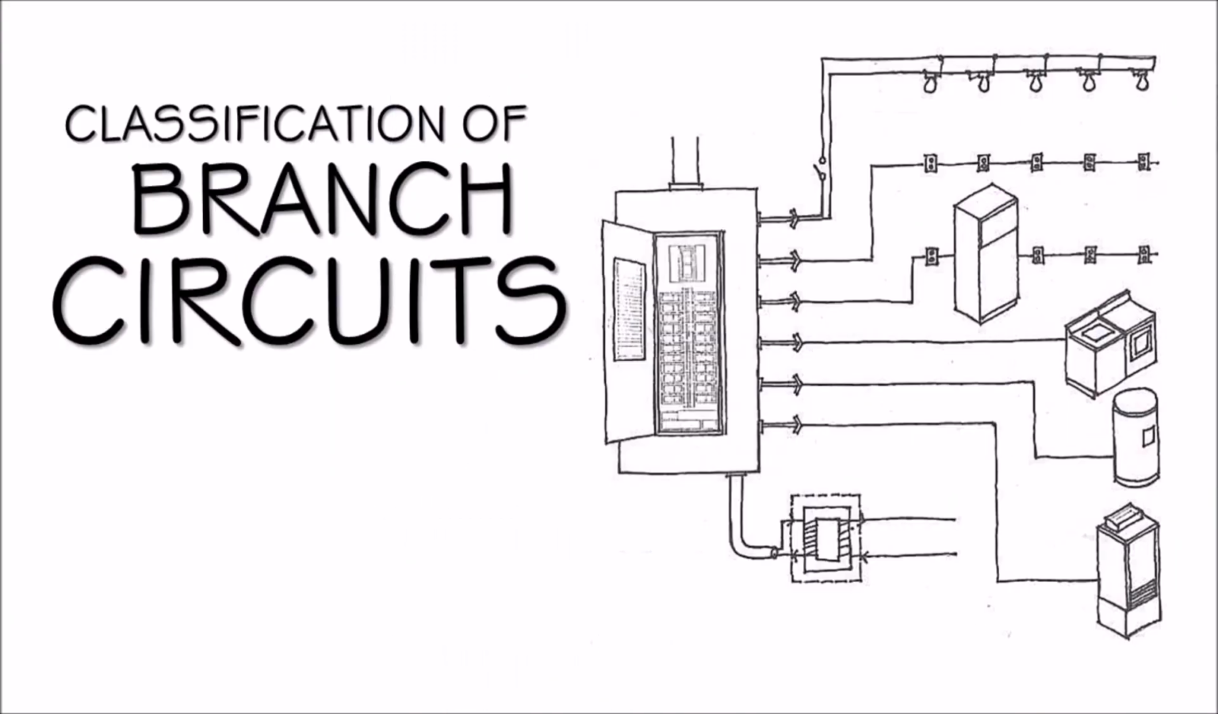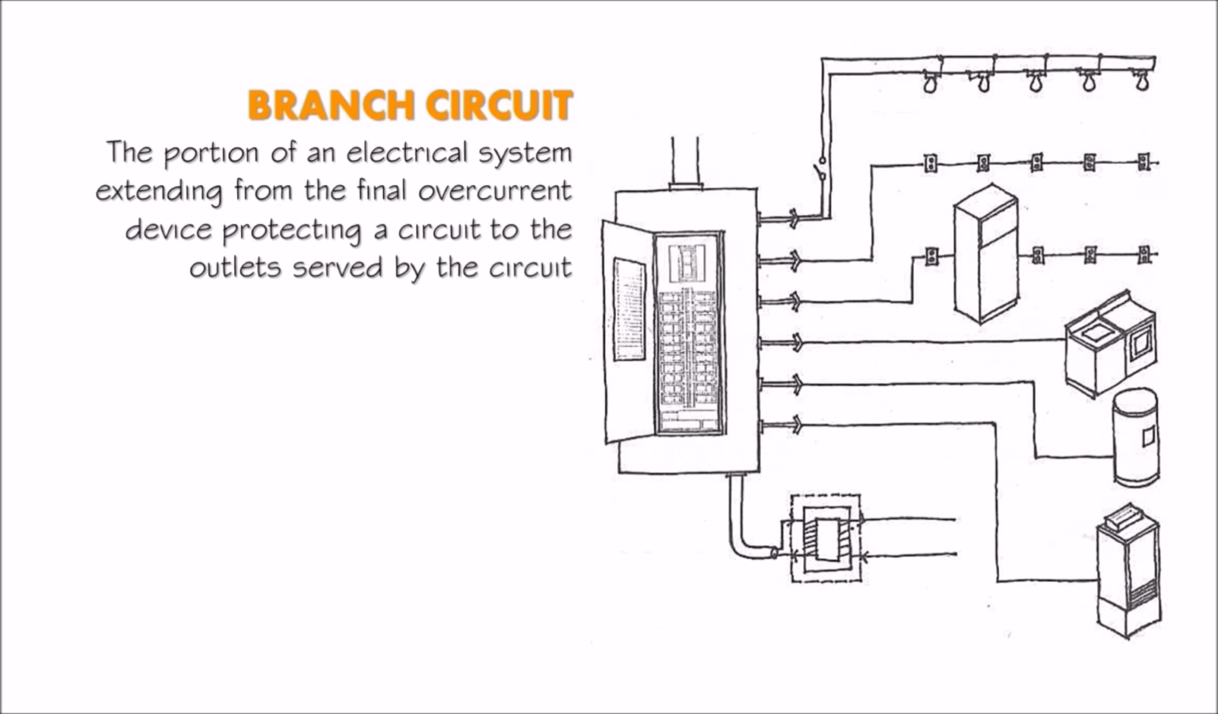This time, we will discuss the classification of branch circuits. Before telling you the three classifications of branch circuits, there are three things defined in the diagram if you base it on the PowerPoint presentation. Firstly is what a branch circuit is. A branch circuit is the portion of an electrical system extending from a final overcurrent device protecting a circuit to the outlets served by the circuit.